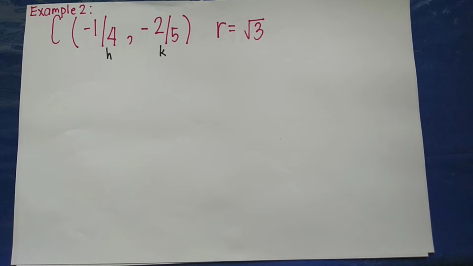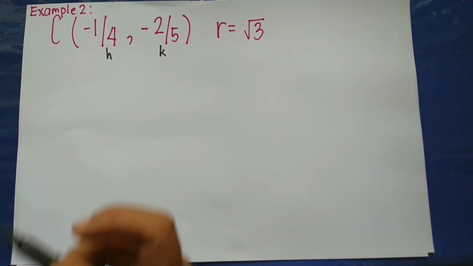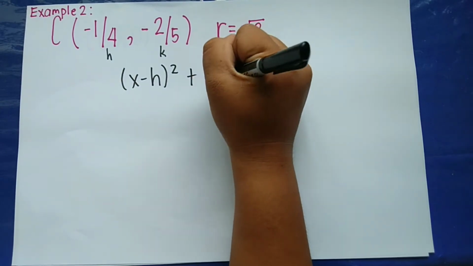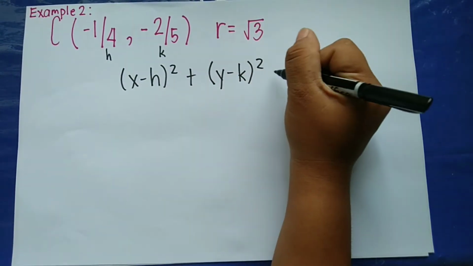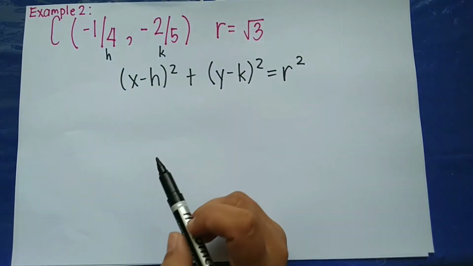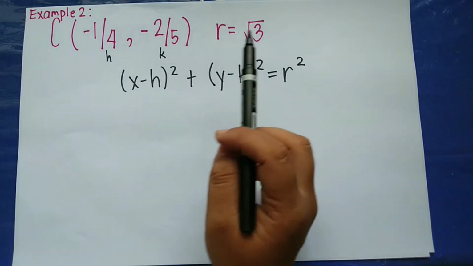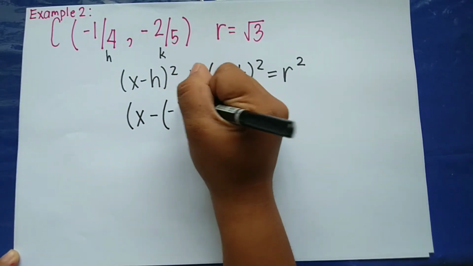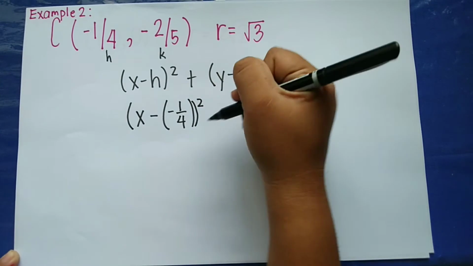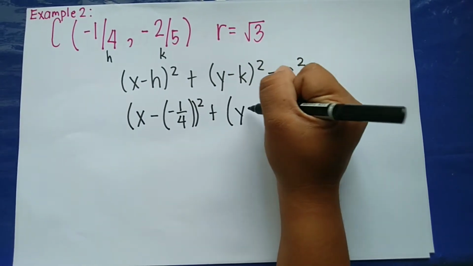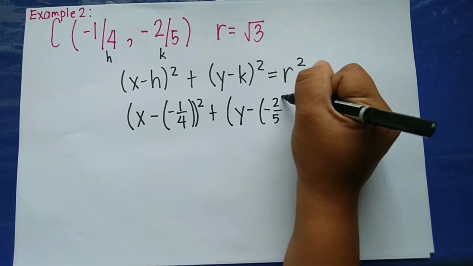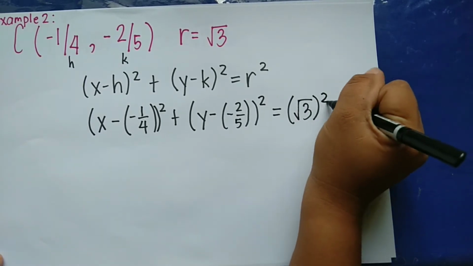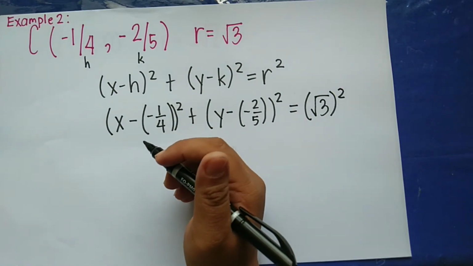We will write the standard equation of a circle with center at (h, k). We will just substitute the value of h and k and also the radius. Then we will simplify.